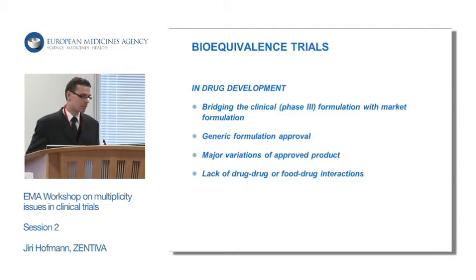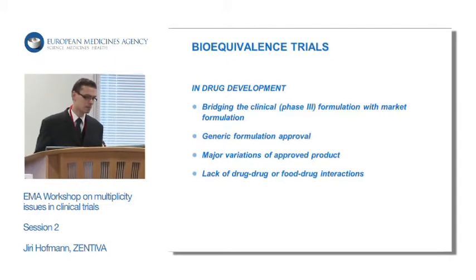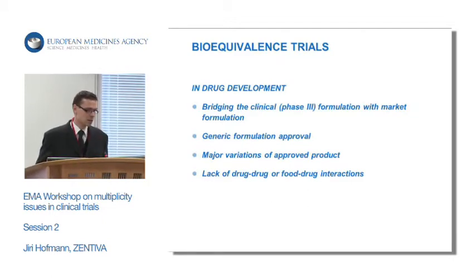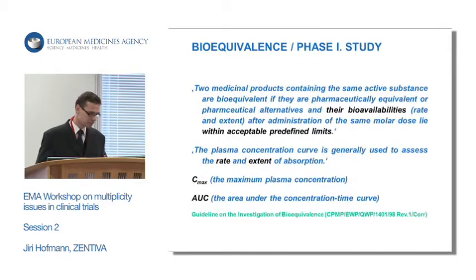Bioequivalence trials are important in the drug development process. In the innovative pharma industry, they may be used, for example, to bridge the clinical phase 3 formulation with the final to-be-marketed formulation, or to study drug-drug or food-drug interactions. Obviously, for the generic pharma industry, the results of bioequivalence trials are the pivotal evidence that must be provided in order to obtain marketing authorization. Next slide, please.